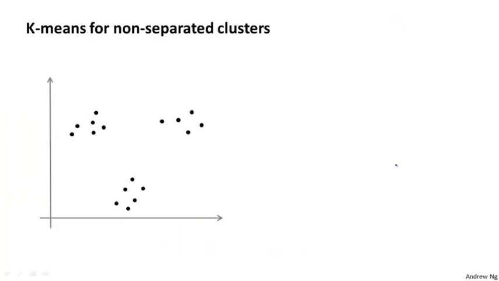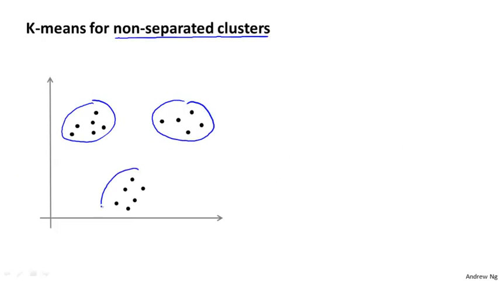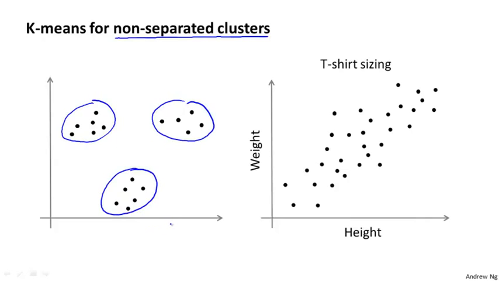Before wrapping up this video, I just want to tell you about one other common application of k-means, and that's to problems with non-well separated clusters. Here's what I mean. So far we've been picturing k-means and applying it to data sets like that shown here, where we have three pretty well separated clusters, and we'd like an algorithm to find the three clusters for us. But it turns out that very often k-means is also applied to data sets that look like this, where there may not be several very well separated clusters.